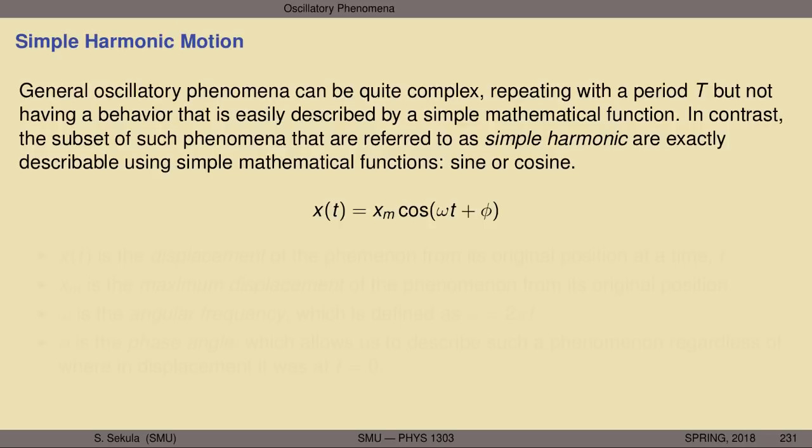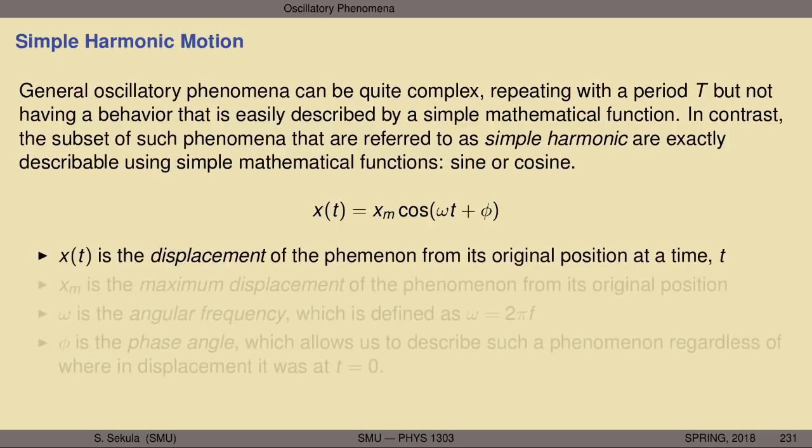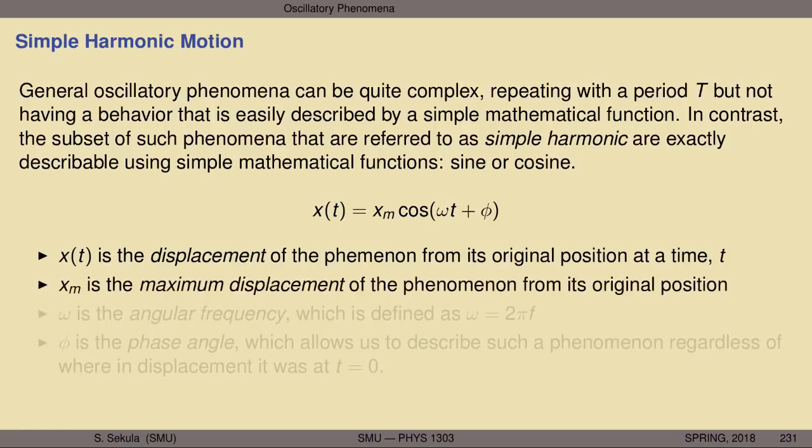So let's look at the pieces of this equation. As I said, x as a function of t is the displacement as a function of time of the phenomenon from its original position. So at time 0, it's at some original position x, and then as time moves on, the position evolves, but it oscillates. xm is the maximum displacement of the phenomenon that it can ever achieve, for instance, from its original position, or really from any position.